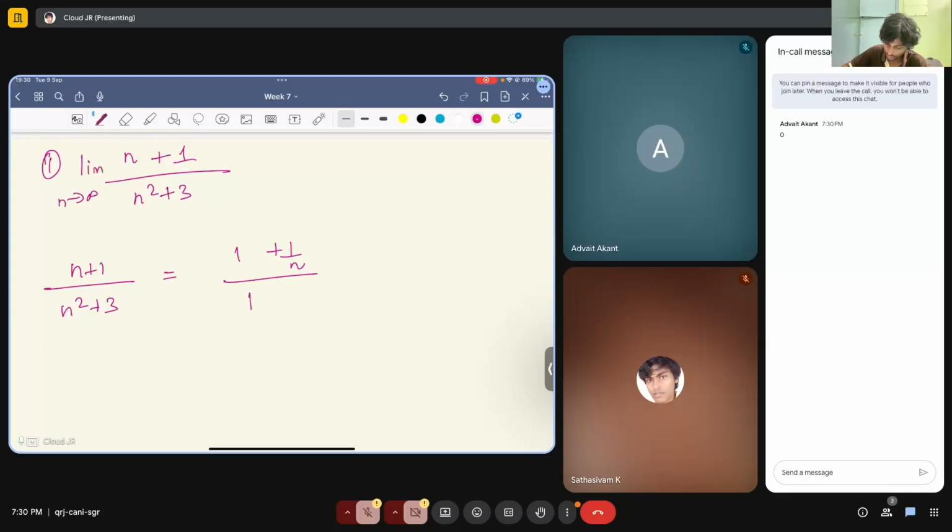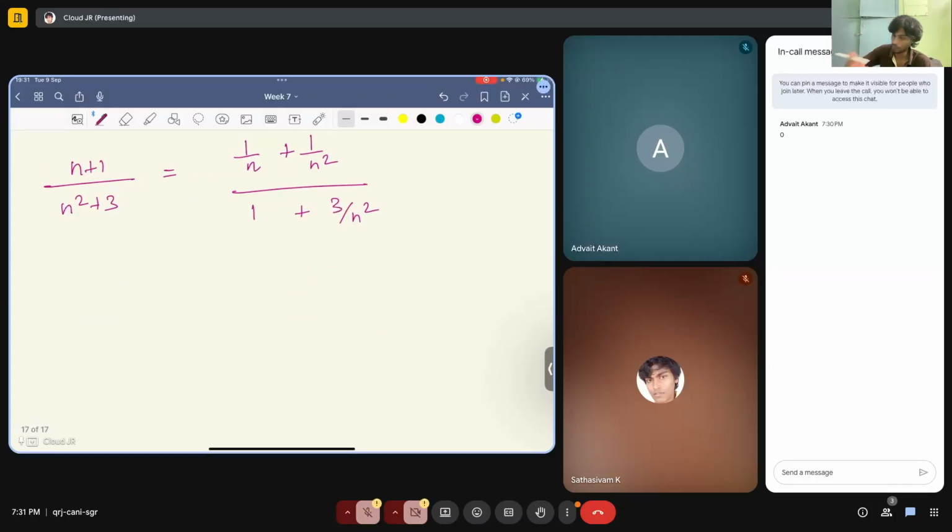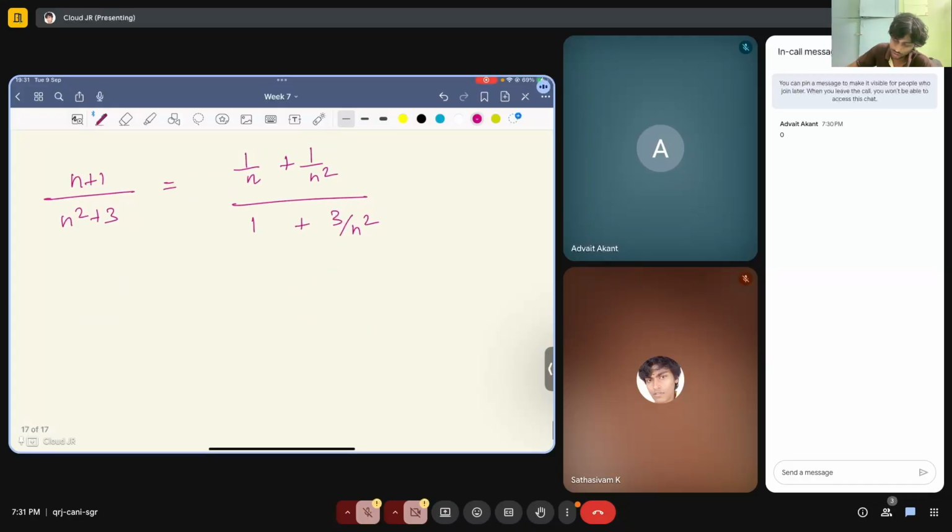Yeah, you will get n plus 3 by n maybe. Okay, maybe you divide both by n square, because that would be easier to do. So this will be 1 by n plus 1 by n square divided by 1 plus 3 by n square. Okay. Now you apply the product rule, I mean the quotient rule.